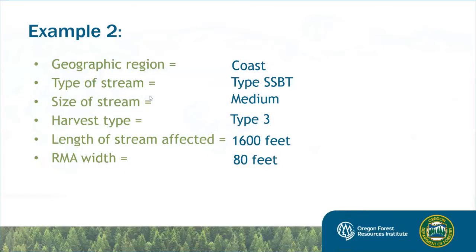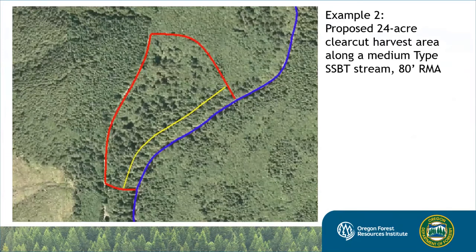All right. Now on to example 2. We'll deal with some SSBT stuff. Take it away, Joe. Okay, so for our second example, we're going to stay in the coast georegion, but this time we're going to be doing a harvest along a medium type SSBT stream. We're still going to be doing a type 3 clear cut with same length of stream, except this time the RMA width is 80 feet for a medium SSBT. And so this is just pretty much the same map, except this time that yellow line would be at 80 feet from the stream high water mark.